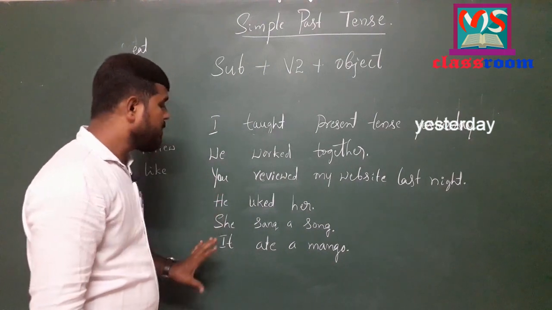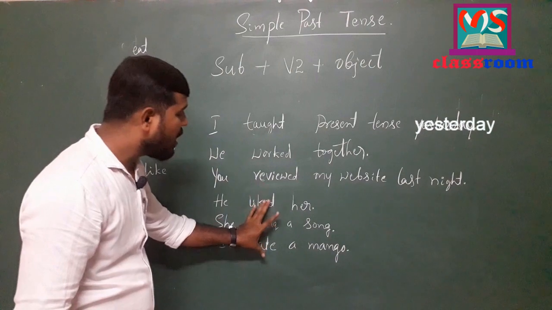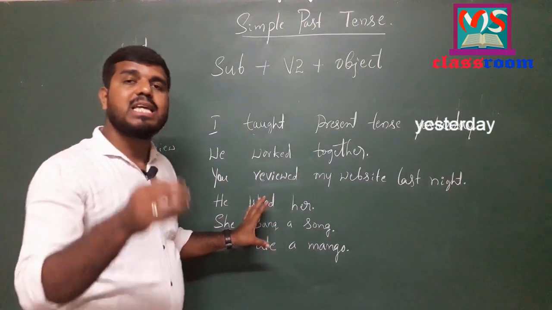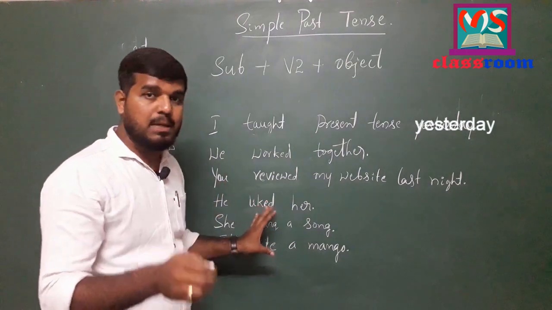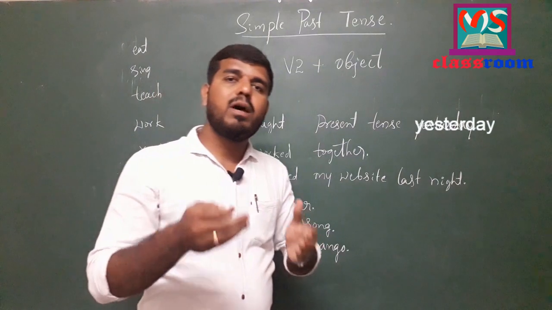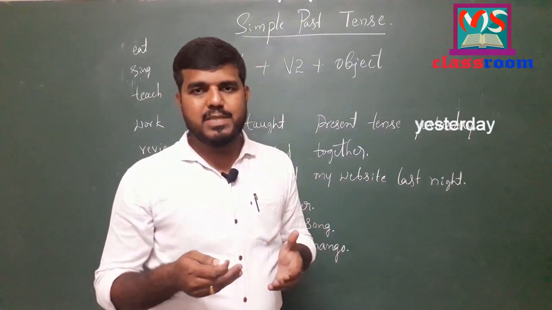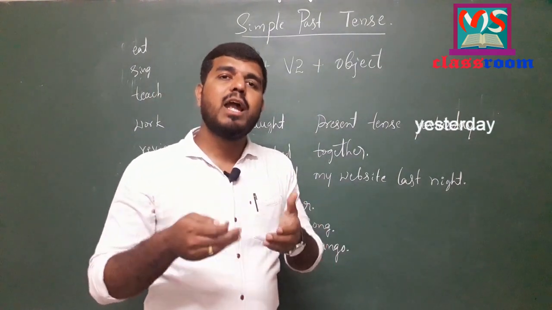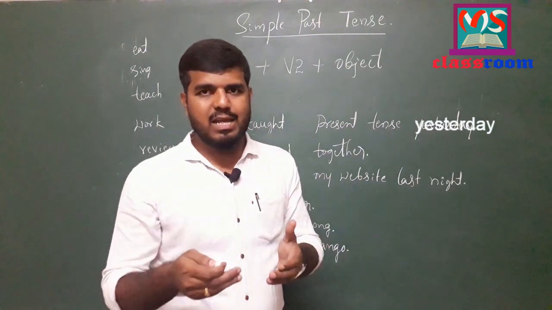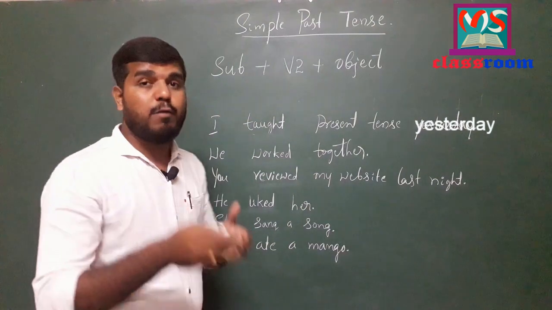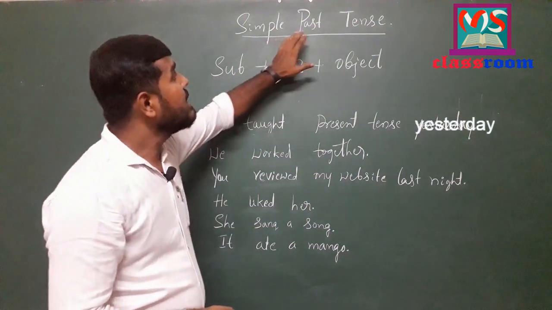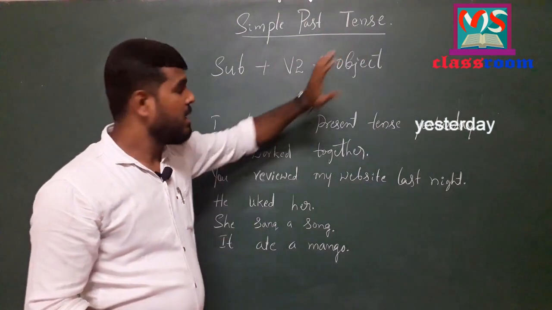Look at the third person singulars here. When I have used third person singulars here, I do not modify verbs by adding s, es, and ies. But in simple present tense, whenever we use third person singular subjects, we modify verbs by adding s, es, and ies. Don't follow that method while writing sentences in simple past tense.